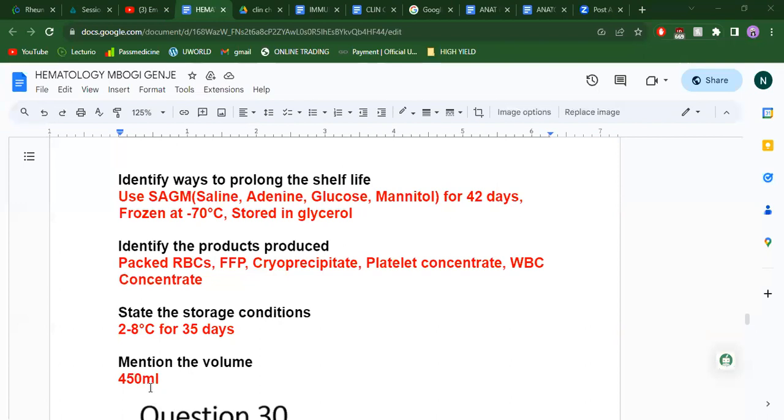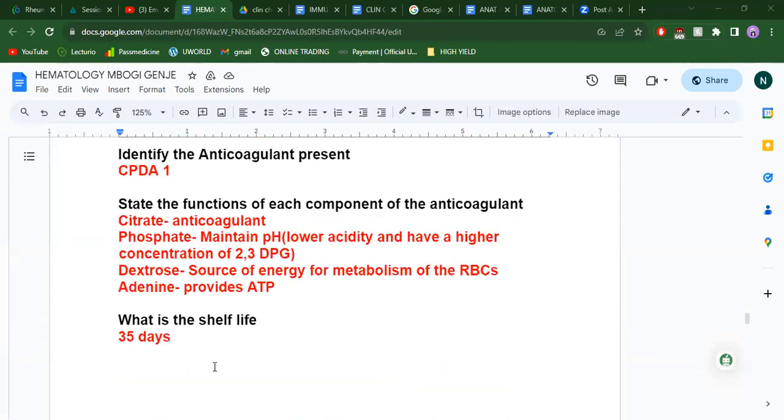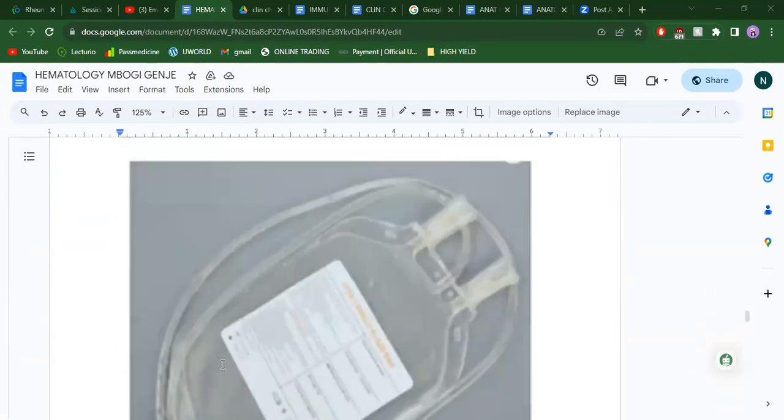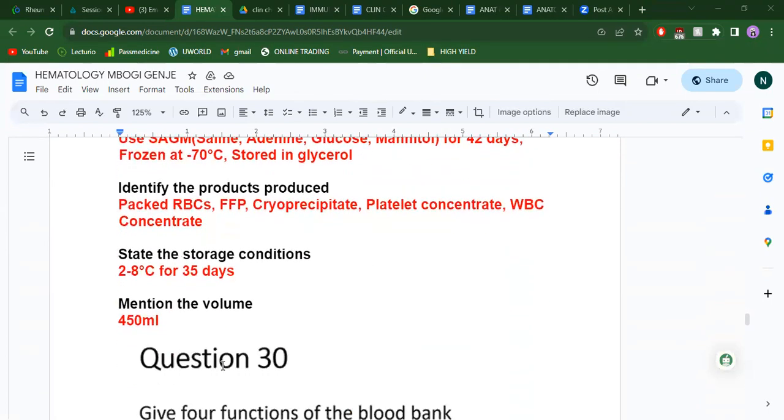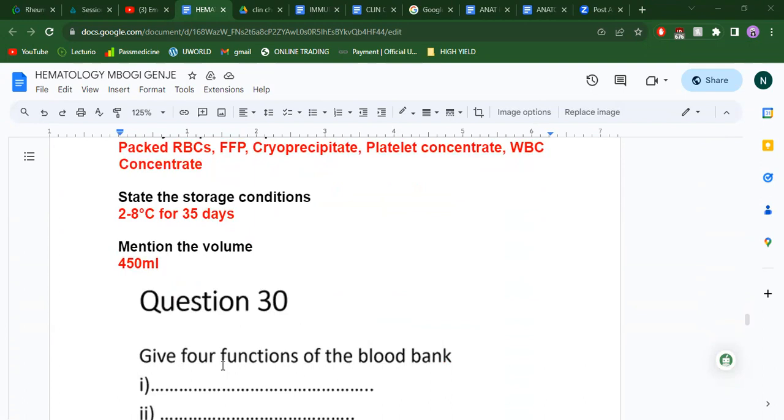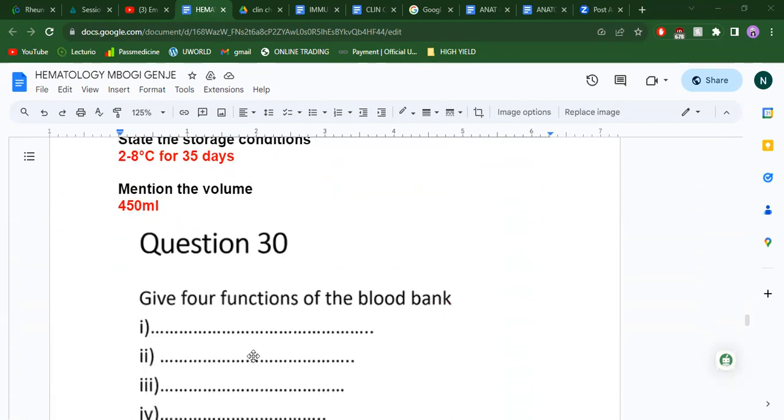Mention the volume. It's not 500, I was seeing a lot of people saying 500. This is 450 ml. Okay. Functions of the blood bank. You can write in the chat the functions of the blood bank.